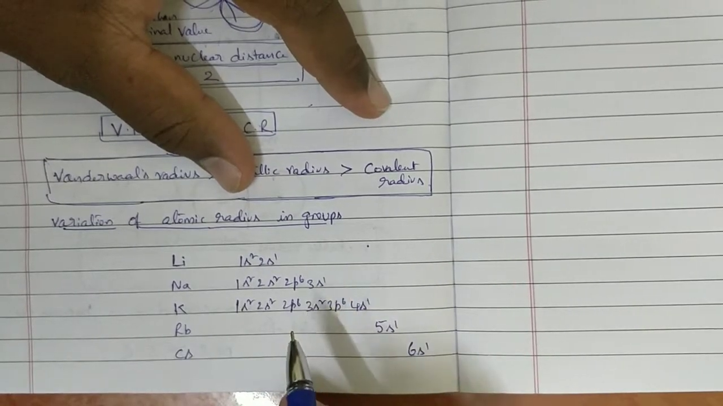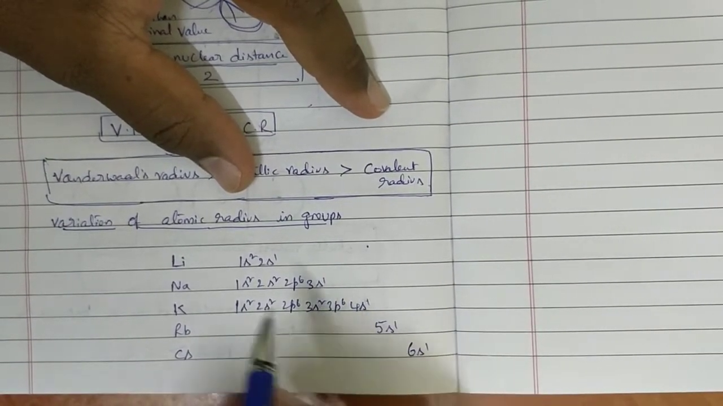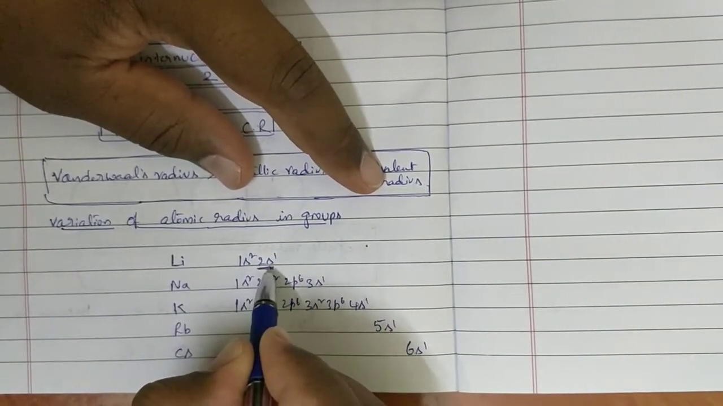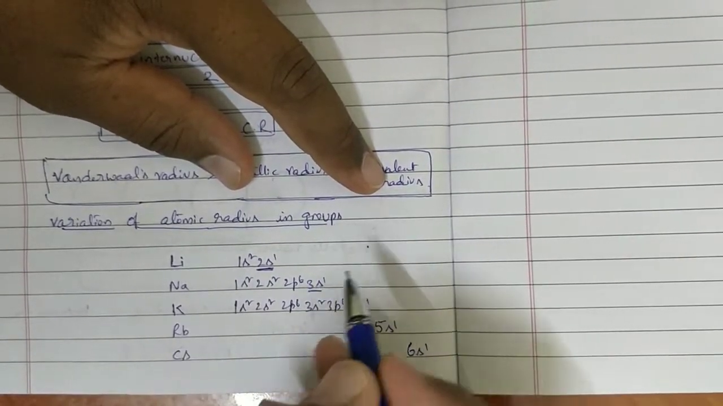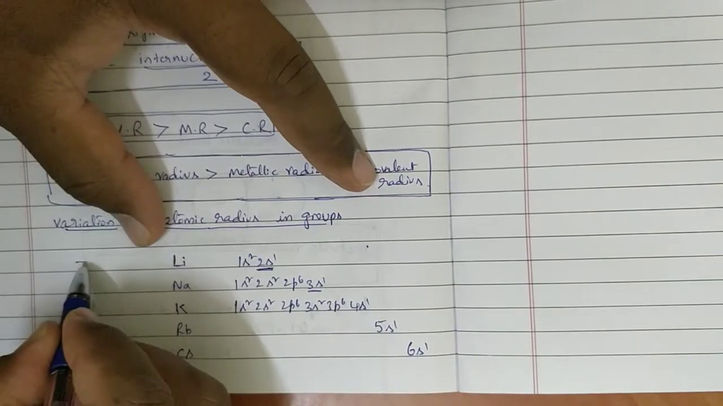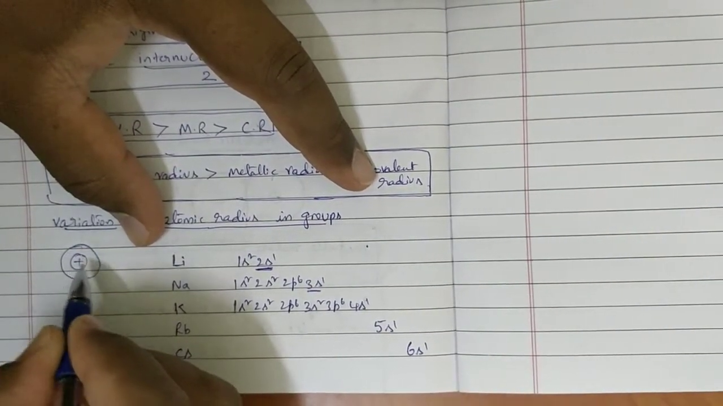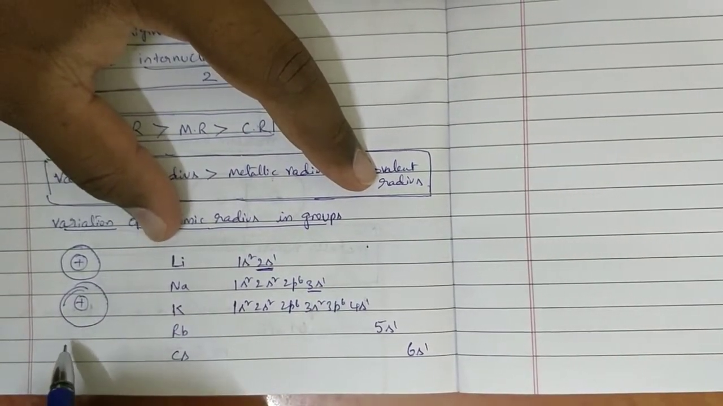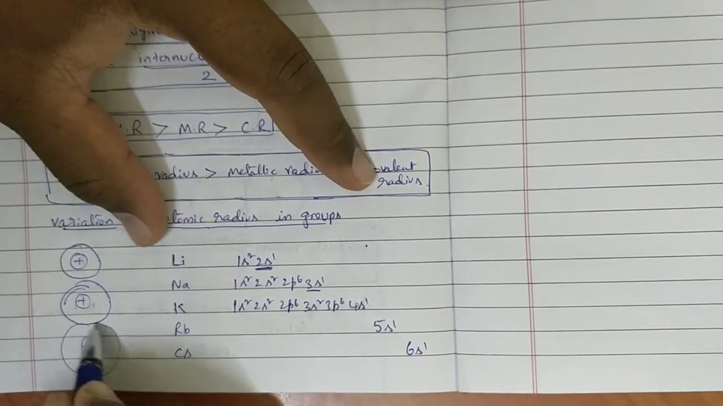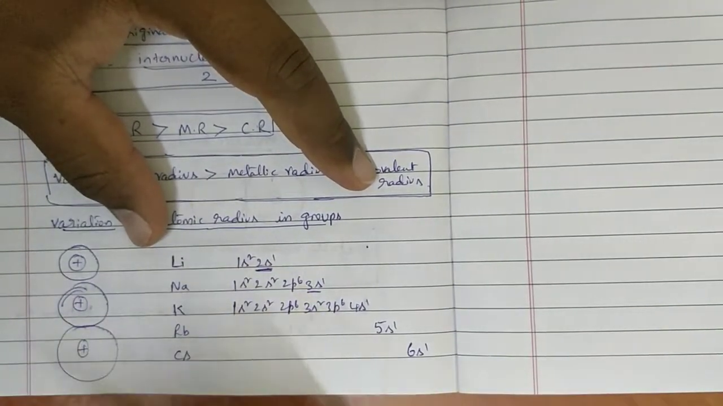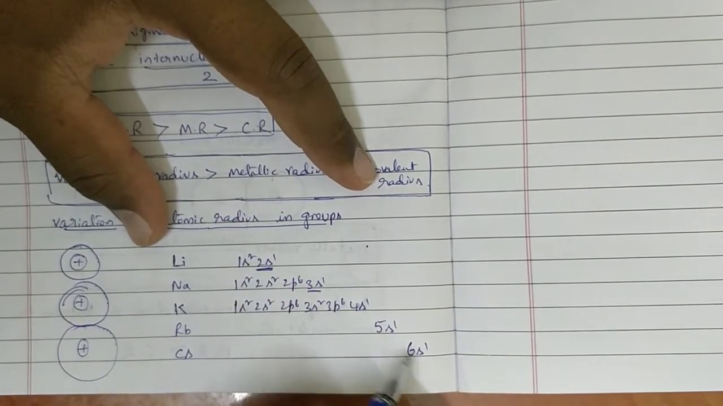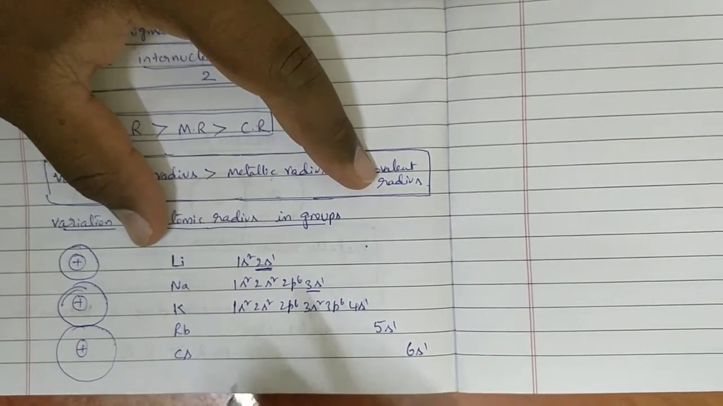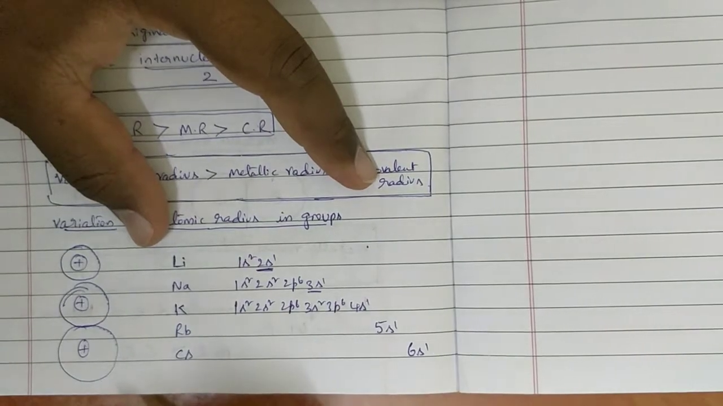That means the distance between the nucleus and the outermost shell increases from lithium to sodium, because in lithium the outermost shell is the second shell only, ma. In sodium it is the third shell. So it is clearly seen that in lithium the radius is small. Coming to sodium, the radius increases. From sodium to potassium, the radius increases further, and keeps on increasing because the electron is entering into a new shell. When the electron is entering into a new shell, automatically the distance between the nucleus and the outermost shell increases.